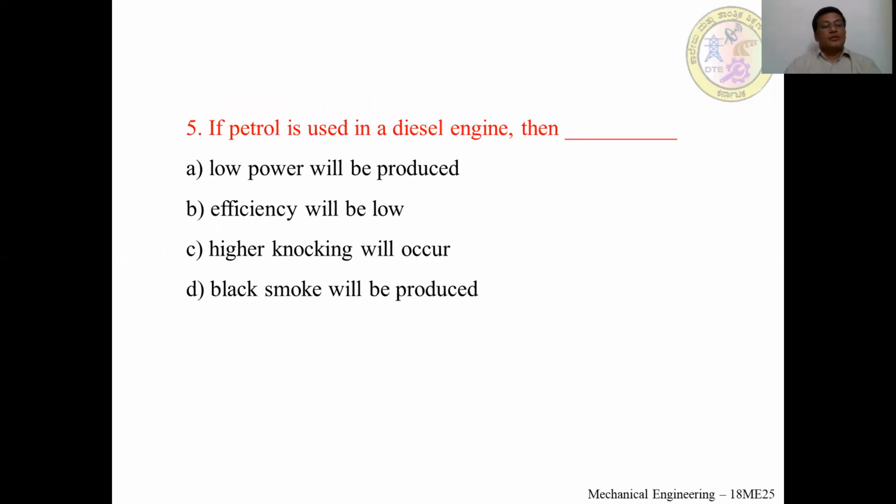Last question: if petrol is used in the diesel engine, then dash. The options are: low power will be produced, efficiency will be low, higher knocking will occur, and black smoke will be produced. The right answer is C, because if petrol is used in the diesel engine, higher knock will occur in the engine.